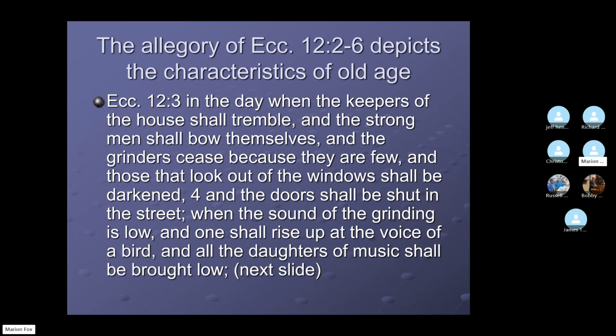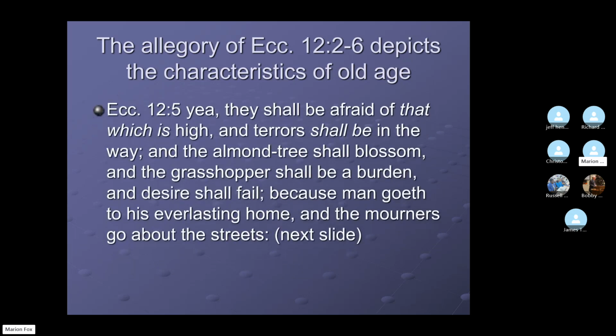And one shall rise up at the voice of a bird. You don't sleep as well. And all the daughters of music shall be brought low. Again, your hearing begins to deteriorate. Yea, they shall be afraid of that which is high. I would climb up on my roof and do work on it, but I don't do that anymore. I quit that. And fear shall be in the way. And the almond tree shall blossom. The blossoms on the almond tree are white, so the hair becomes white. And the grasshopper shall be a burden. You don't have the strength that you had.